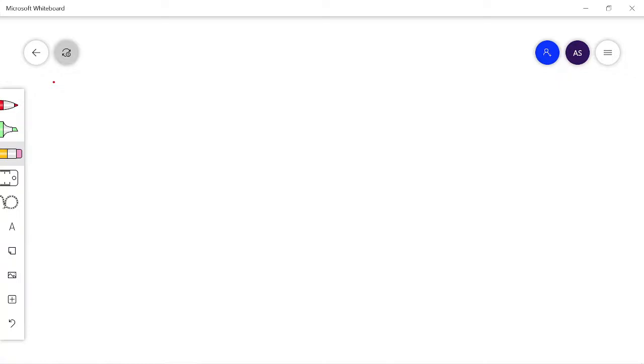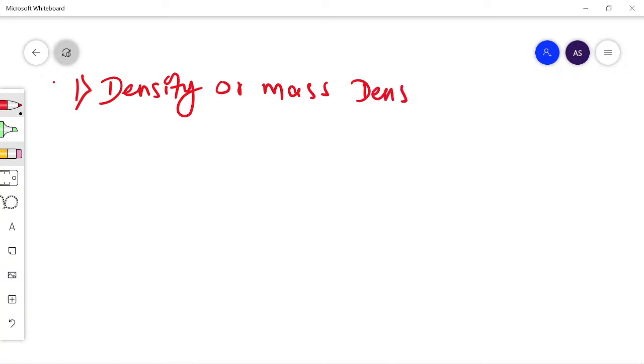The first quantity, the basic and most important one, is the density. What is the density of a substance? Density of a substance is the mass per unit volume. It is also known as the mass density, the same quantity, denoted by sigma.